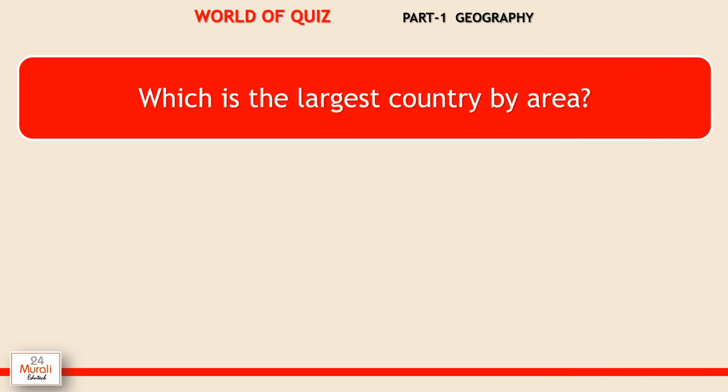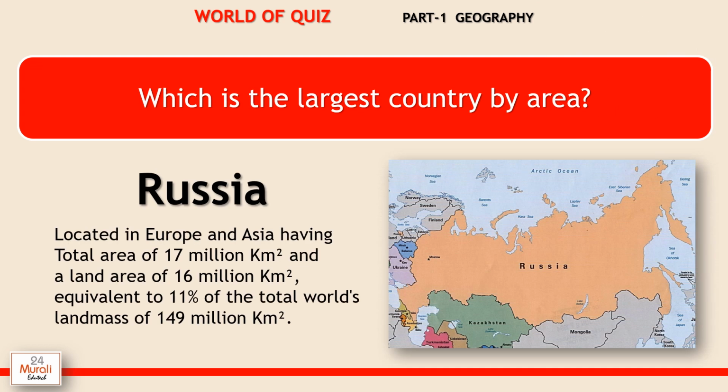Which is the largest country by area? Russia, located in Europe and Asia, having total area of 17 million square kilometer, and a land area of 16 million square kilometer, equivalent to 11% of the total world's landmass of 149 million square kilometer.